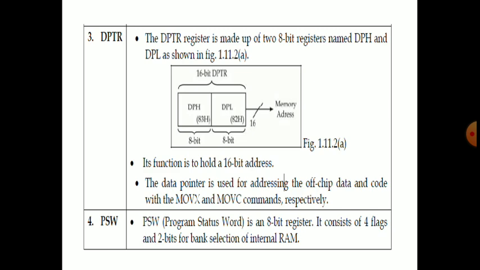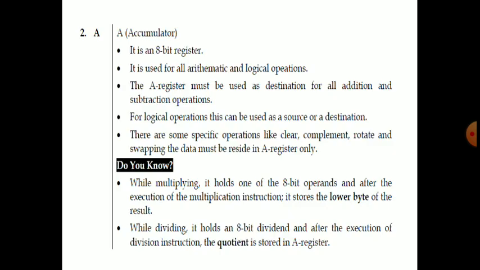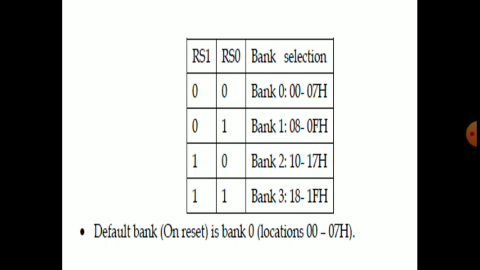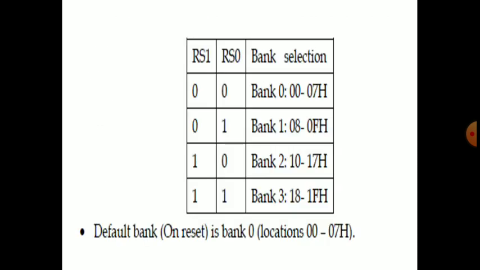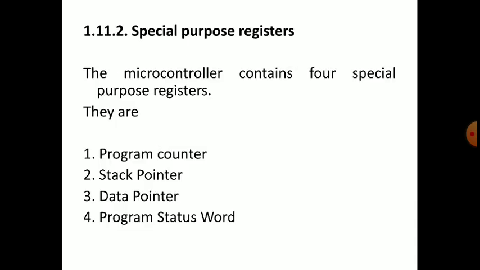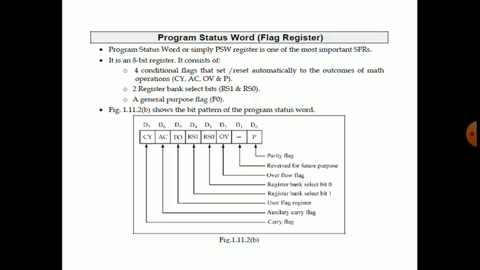Now the next register, PSW, the program status word. It is an 8-bit register. It consists of 4 flags and 2 bits for bank selection of internal RAM. In the bank selection section, as we saw in the earlier slide, RS1 and RS0 are the two bits used for bank selection, which are PSW bit 4 and PSW bit 3. Along with these 2 bits we have the 4 flags, so it is an 8-bit register.